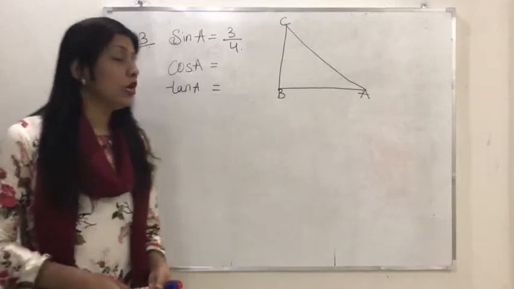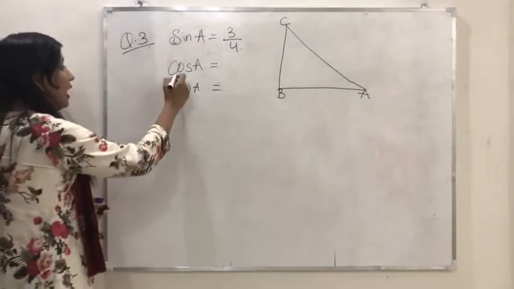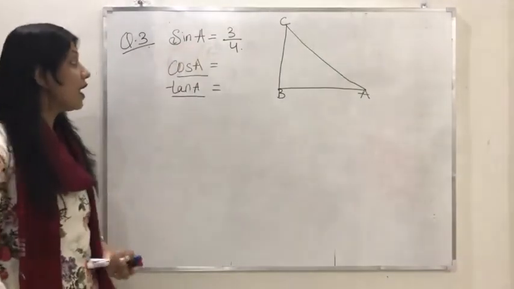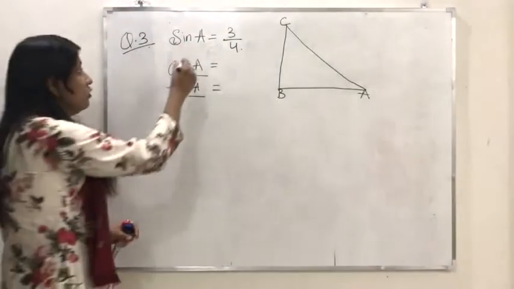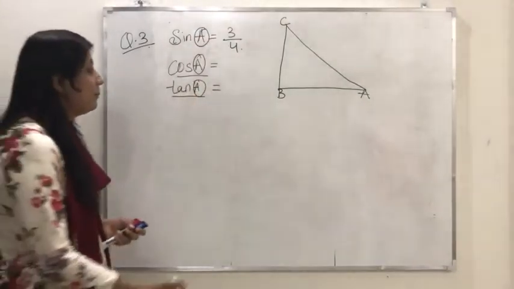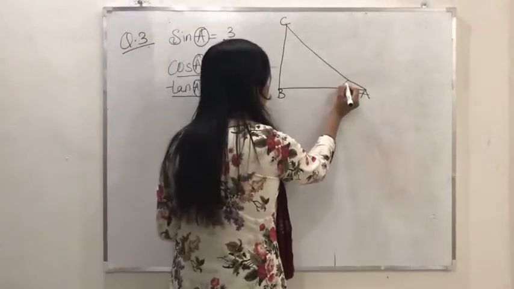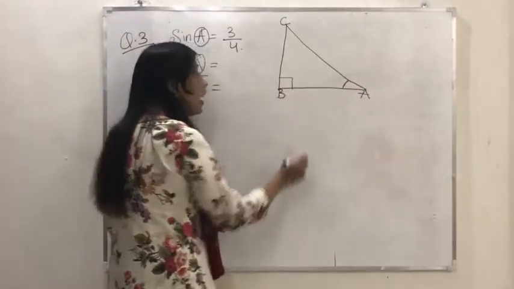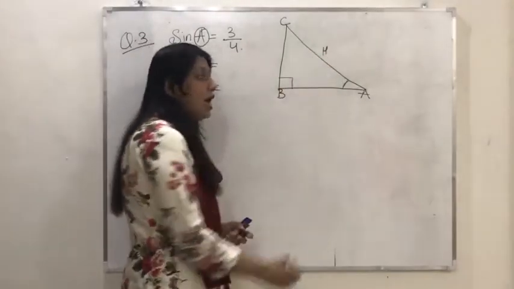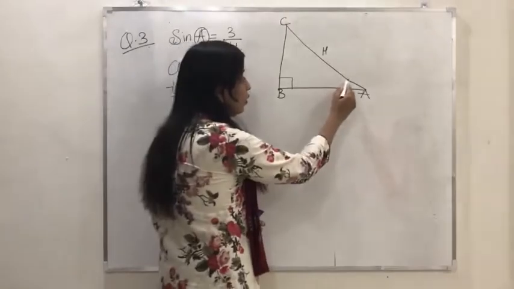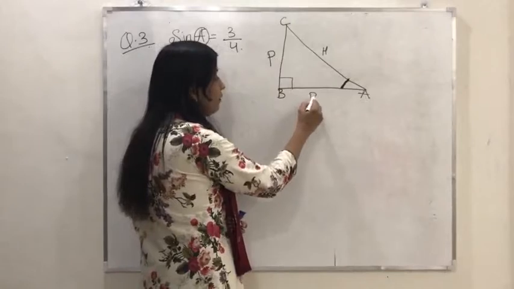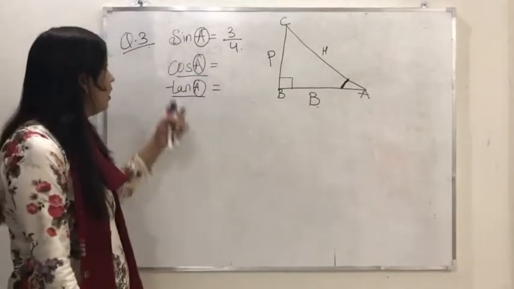So now in question number 3, we want to find cos A and tan A. What is given to us? We are given the value of sin A. Sin A is 3/4. Since it is talking about angle A, first we will mark which will be my perpendicular, which will be my hypotenuse and which will be my base. Always the side opposite to 90 degrees will be my hypotenuse. The side opposite to the given angle, that is angle A, will be my perpendicular and the left out side will be my base.